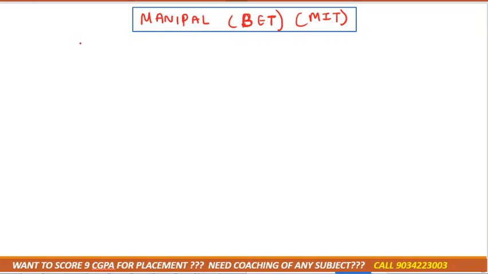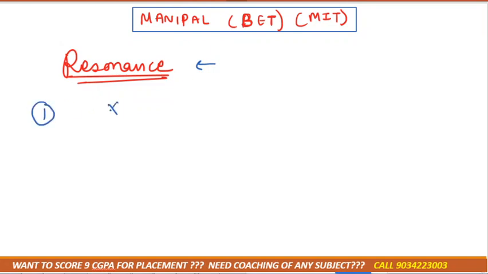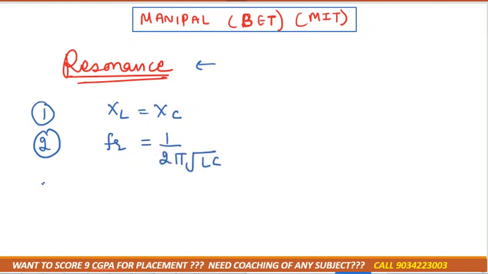See, now I'll tell you all the formulas related to resonance. Okay, because directly you will get numericals from the resonance on the direct formula. As you know, the first condition for resonance is XL is equal to XC, right? From here we'll get the resonant frequency, that is Fr is equal to 1 by 2 pi root LC, right?